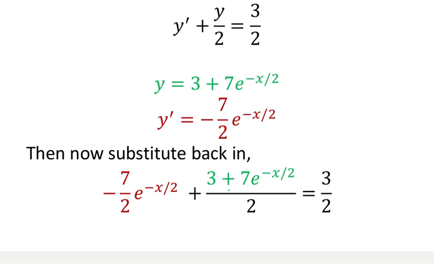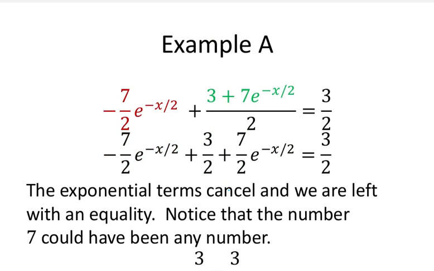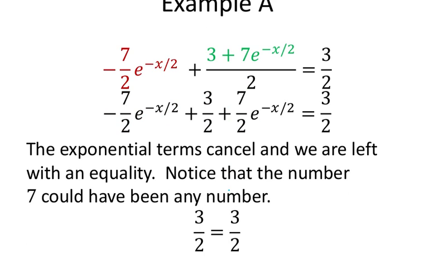So let's break this 3 plus 7 e to the negative x over 2 into two separate fractions, like 3/2 and a 7/2. And so now notice something here. We've got 3/2 here. We have a 3/2 here. We also have everything else is multiplied by e to negative x over 2. We have a positive 7/2. We have a negative 7/2.